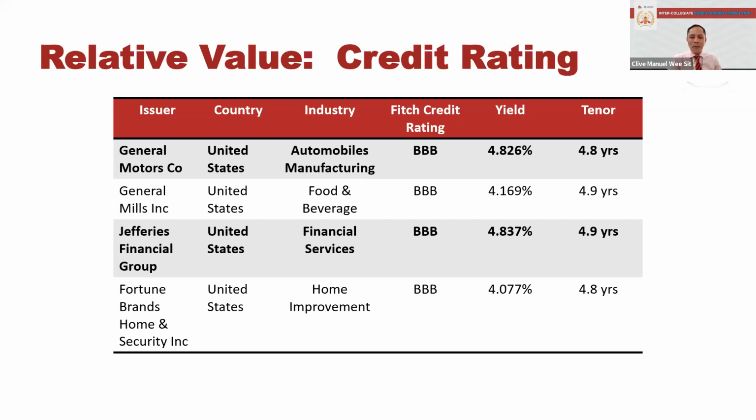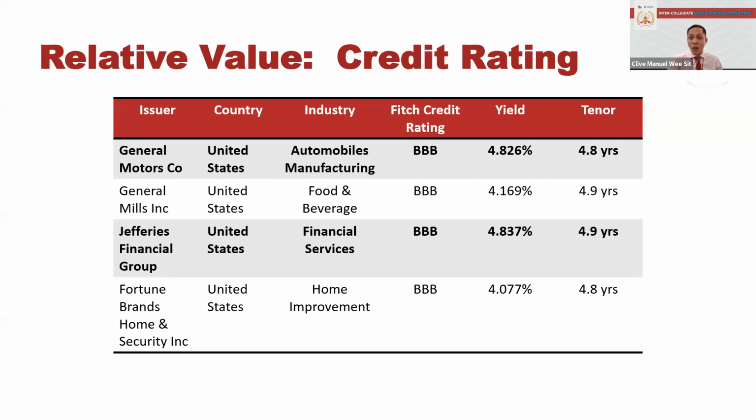Now that you've selected 4 names for fixed income securities with the same credit rating, now's the time to look for relative value. Which particular bonds are likely to maximize your returns given that they all have the same risk, same BBB risk. So in this case, I've highlighted General Motors and Jefferies Financial Group simply because they are yielding the highest. They are yielding at 4.8% thereabouts, compared to General Mills and Fortune Brands, which are just yielding 4.2 and 4.1% respectively.